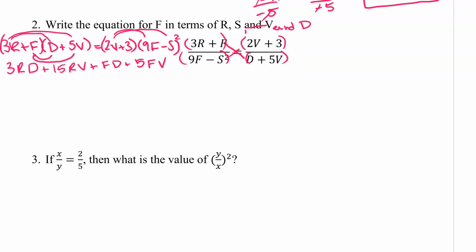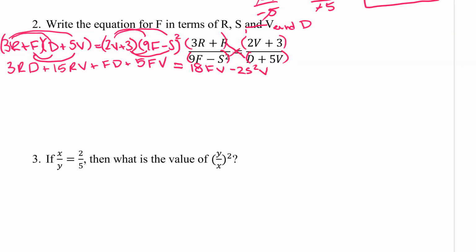So I got 2v times 9f, so I've got equals 18fv. And then I've got minus 2s squared v. And then I've got 3 times 9f and 3 times negative s squared. So 3 times 9 is 27f. And then I've got minus 3s squared.